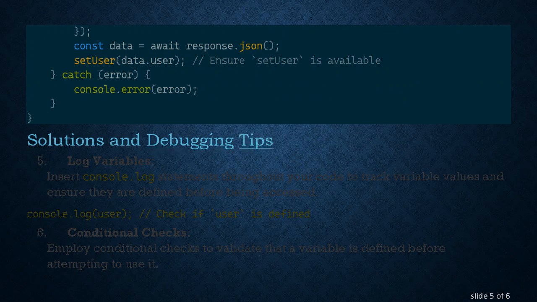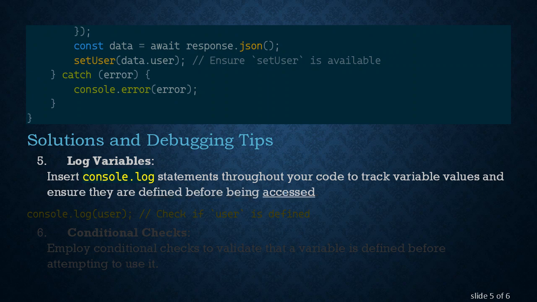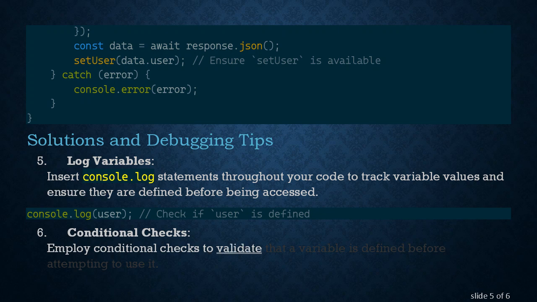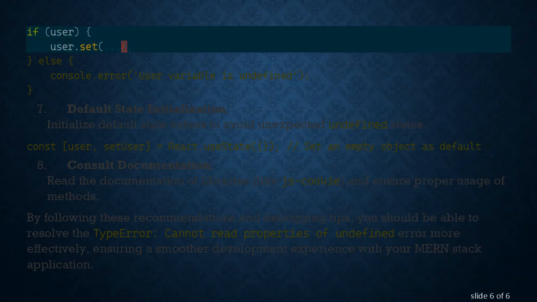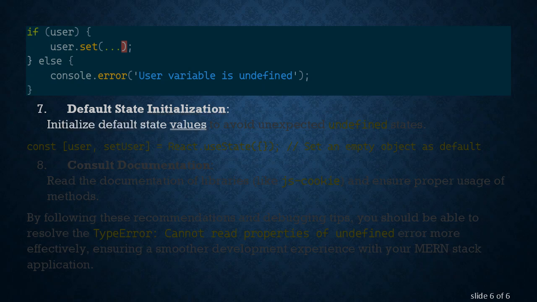Solutions and debugging tips. Log variables. Insert console.log statements throughout your code to track variable values and ensure they are defined before being accessed. Conditional checks. Employ conditional checks to validate that a variable is defined before attempting to use it. Default state initialization. Initialize default state values to avoid unexpected undefined states.